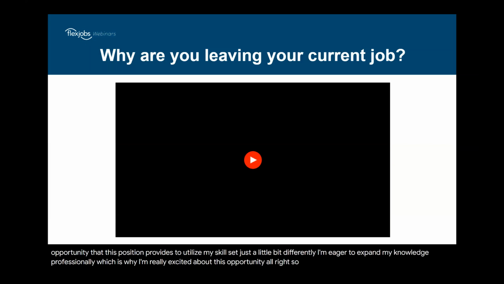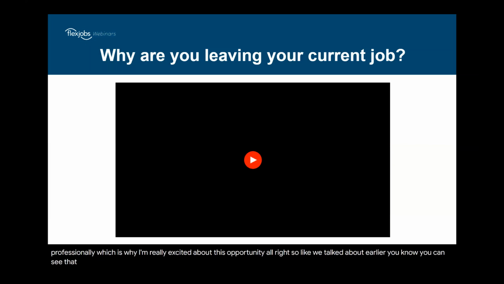All right, so like we talked about earlier, you can see that Tony avoided saying anything negative about her current role or employer, and instead focused on the positives that she was trying to move towards in her career, which is exactly what you want to do.